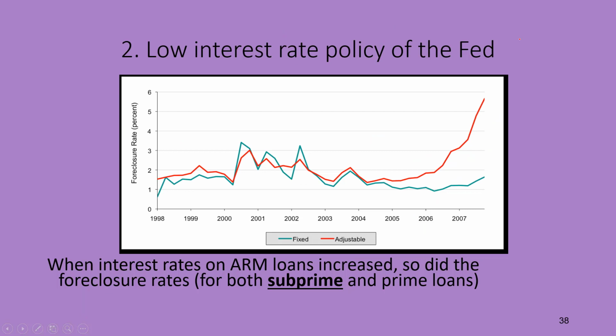All right. So when interest rates on adjustable rate mortgage loans increase, so did these foreclosure rates for both subprime and prime loans. So again, just to make sure that we are familiar with the definitions, when we talk about the mortgage default rate, that's the rate at which people are late making their mortgage payments. But when we're talking about the actual foreclosure rate, that's the rate at which the bank has started the process of taking the home back from the person who is paying that mortgage due to non-payment. So in other words, when we're talking about foreclosure rates, we're talking about the percentage of people who are actually losing their homes here, right?